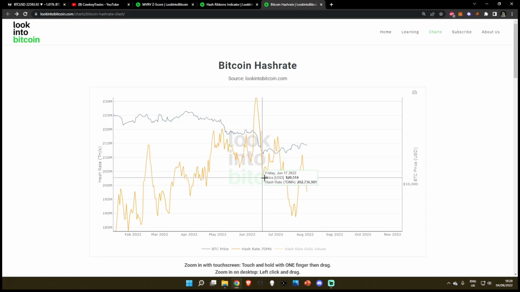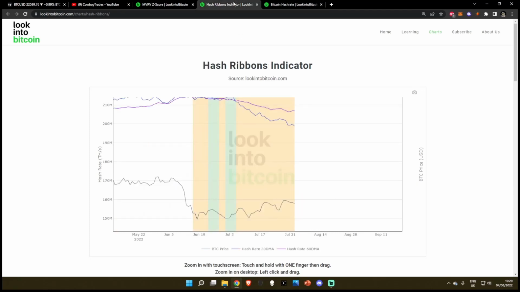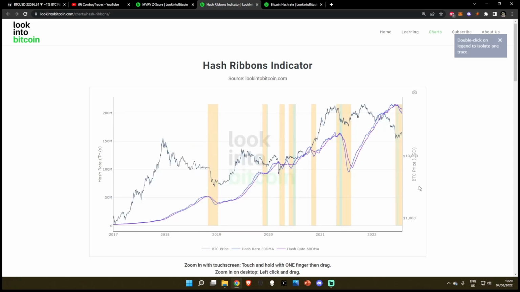You've got highs up here, you've got lower highs, lower lows, lower highs, lower lows, lower highs, and then I imagine we're going to come down and make lower lows. So the hash rate's heading to the downside, and we can subsequently expect it's going to take at least a little bit of time for the 30-day moving average to bottom out on the Bitcoin hash ribbons indicator.